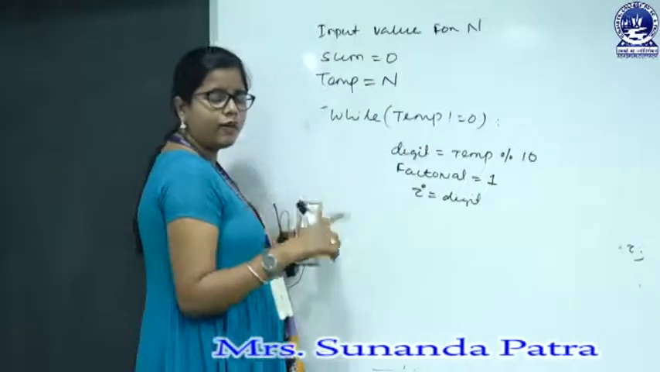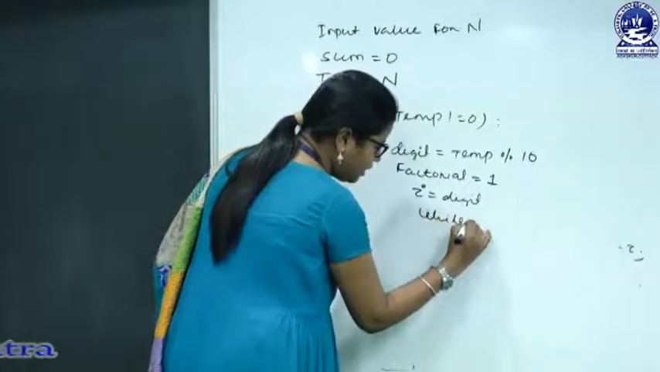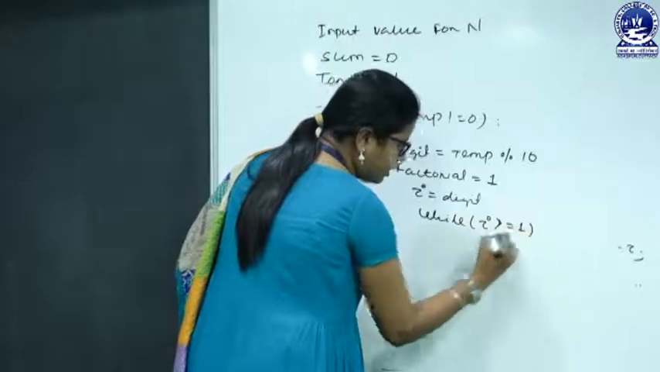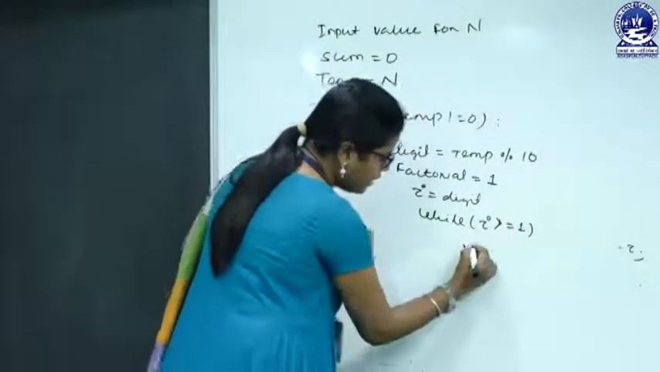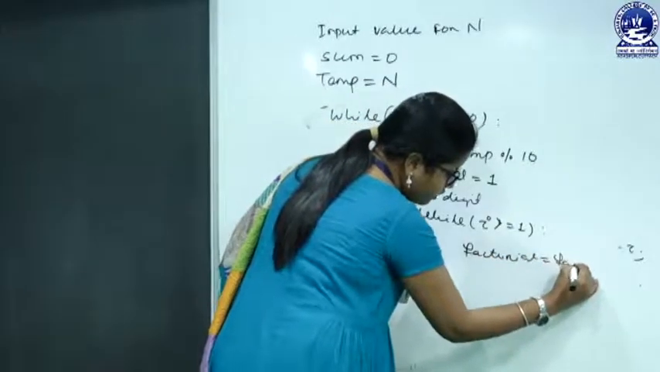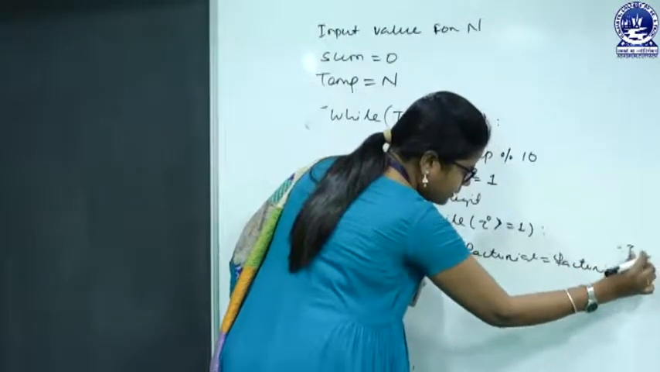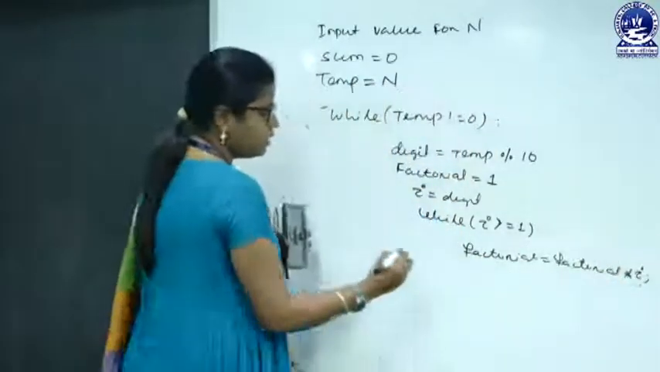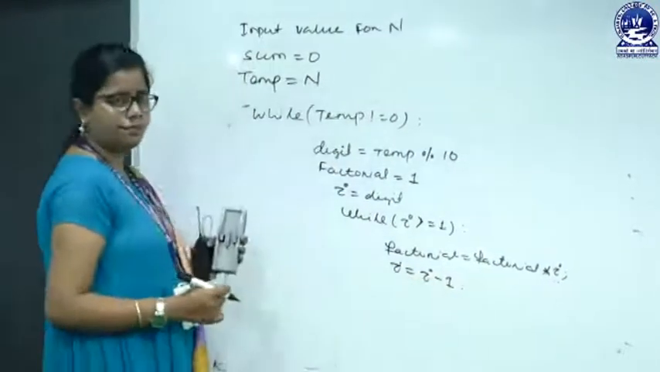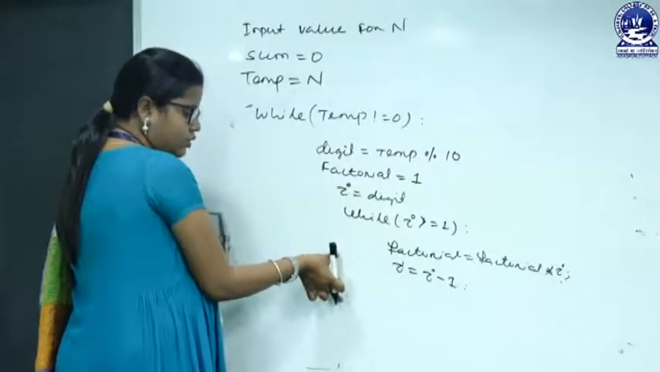So we have to now find out the factorial for that digit. So here, while i is greater than or equal to 1, we have to follow the indentation. Factorial equals factorial into i. So next, i will get modified. i will be i minus 1. Once it is complete, then we have to follow the indentation.